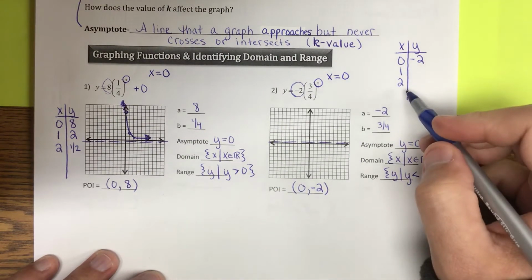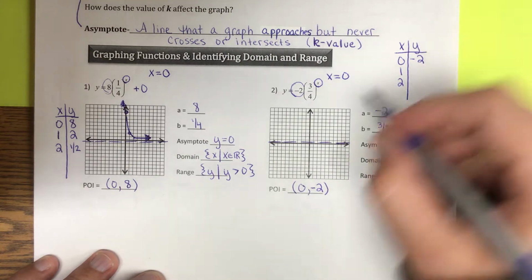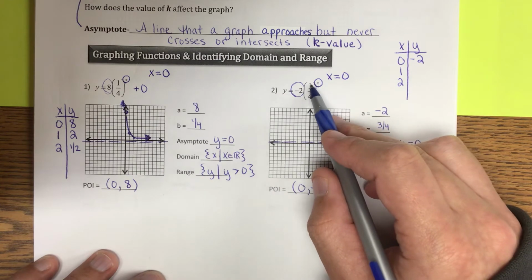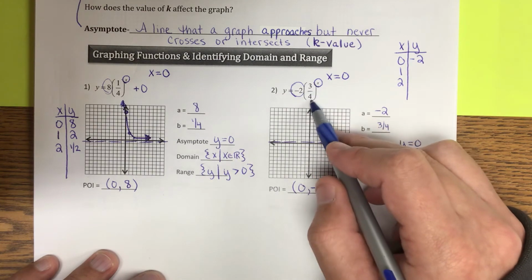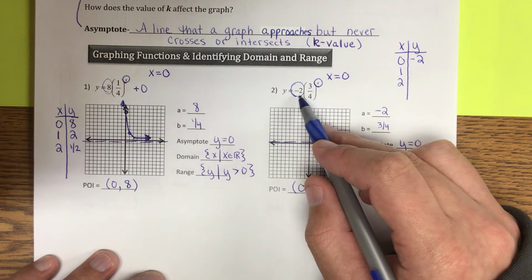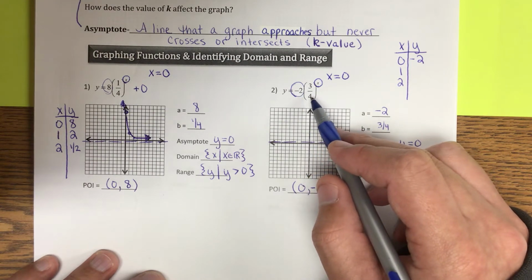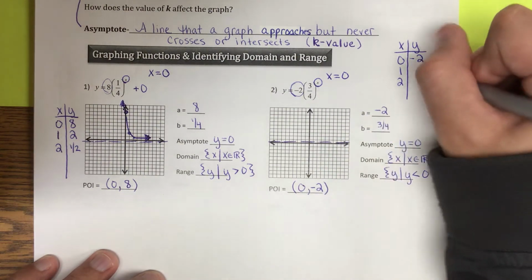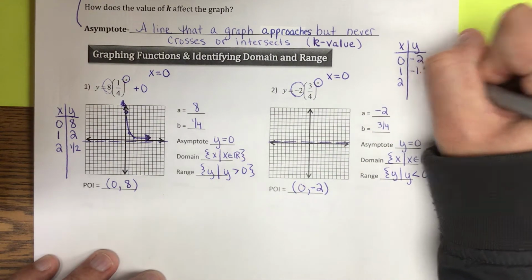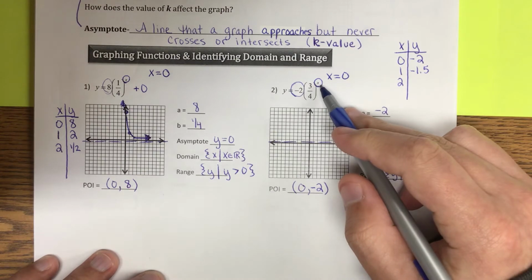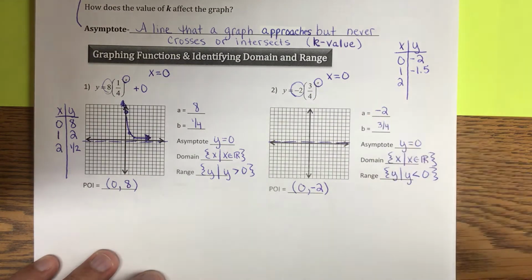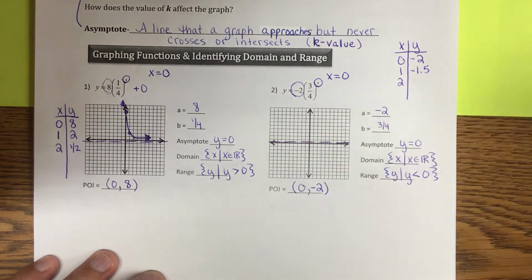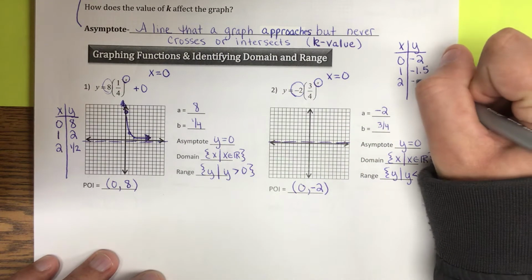So these might be a little bit more tricky just because I have a base of 3/4. If I plug in 1, 3/4 to the first power is 3/4, and then -2 times 3/4 is -6/4, so -1.5. And if I plug in 2, 3/4 squared is 9/16 times -2. That's not something I really want to graph.